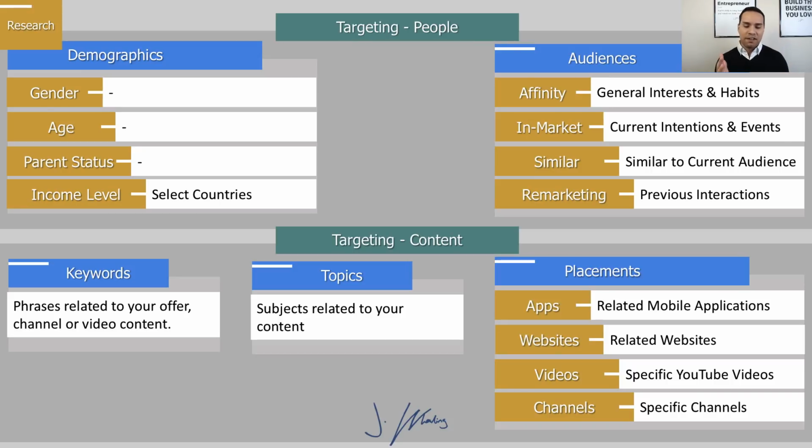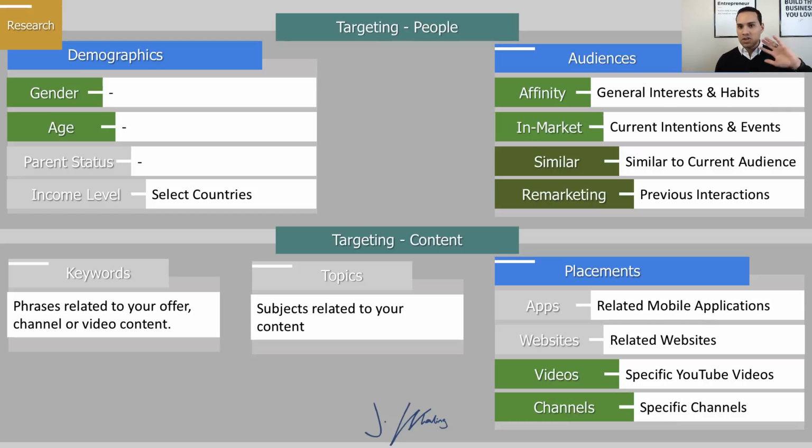And finally, we have placements, so you can target specific applications in the Google App Store and the Apple App Store, as well as specific websites, videos, and channels. And when it comes to targeting, we're actually only going to focus on these. So age, gender, affinity, in-market, similar and remarketing, I'll get to in a second, and then finally videos and channels, and really the rest we can just ignore.